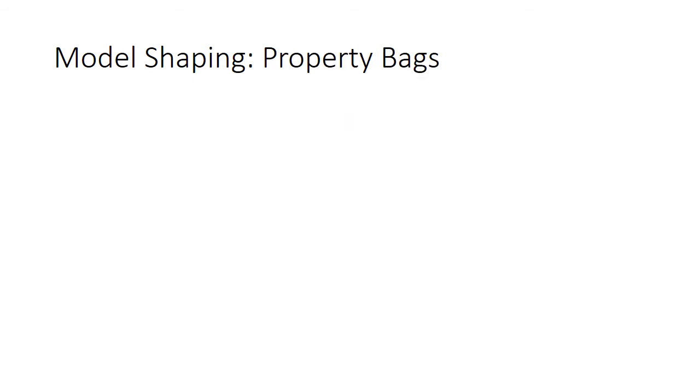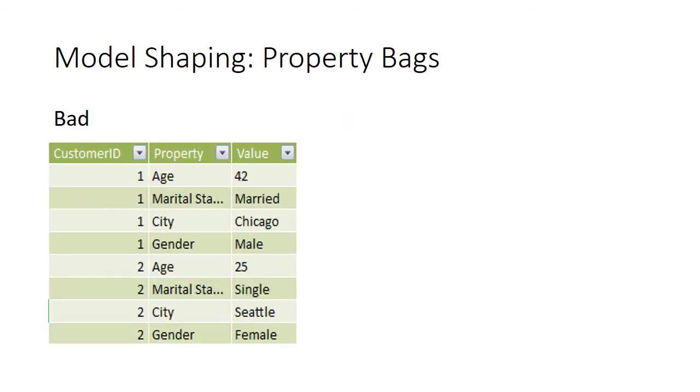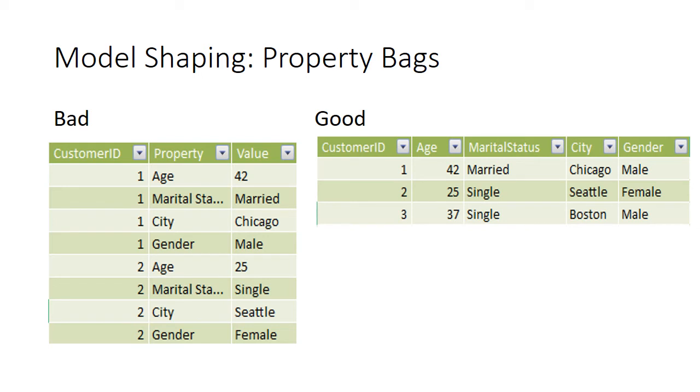The second example is property bags. In this table, there's a customer ID, a property column, and a value column. This is a fairly typical property bag, where you have interesting information about each customer broken down row by row. Unfortunately, that makes it so that Q&A cannot answer large classes of interesting questions about those properties, such as what is the average age of customers in each city, since there's no age column to aggregate and no city column to group by. A better structure would look something like this, with distinct columns for each property.